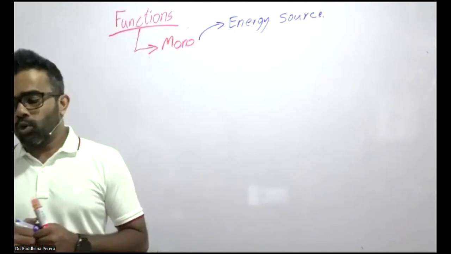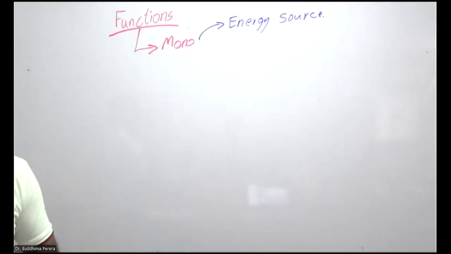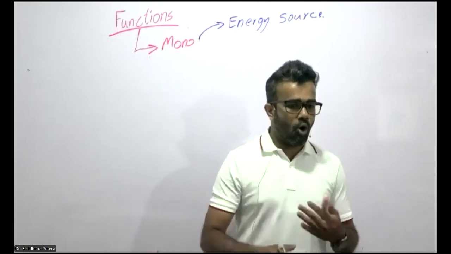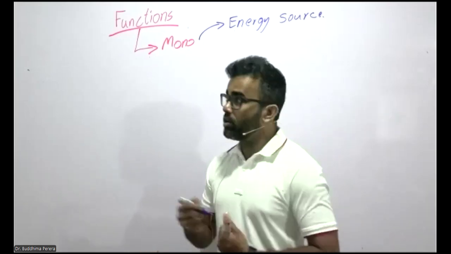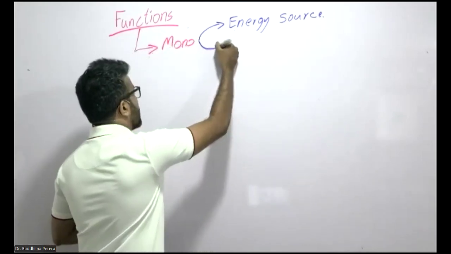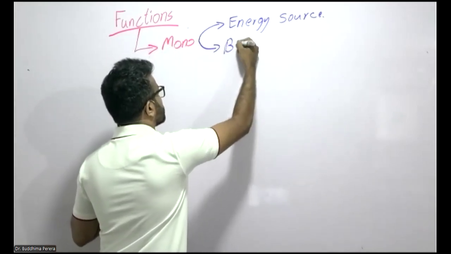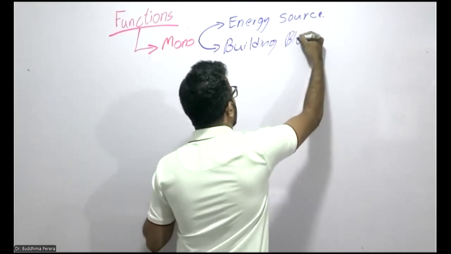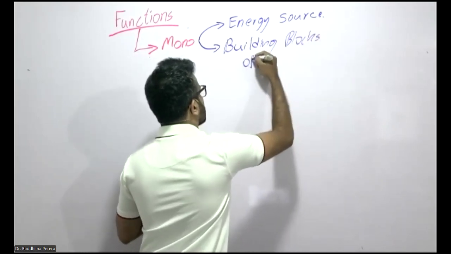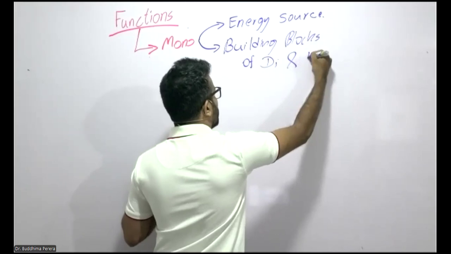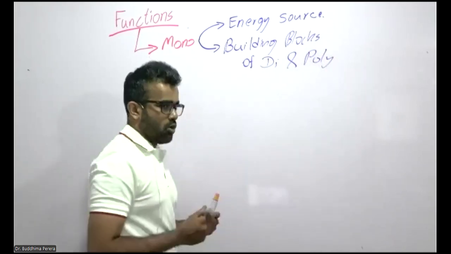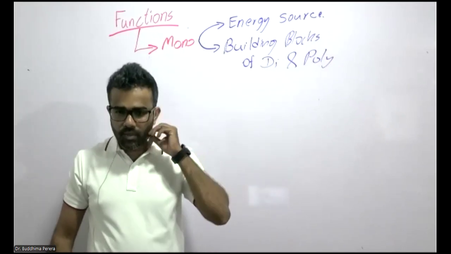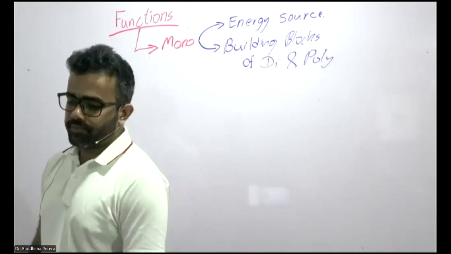Then monosaccharides are the building blocks of disaccharides and polysaccharides. Disaccharides and polysaccharides are formed from monosaccharides. So monosaccharides are the building blocks of disaccharides and polysaccharides. All the disaccharides and polysaccharides are made from monosaccharides.